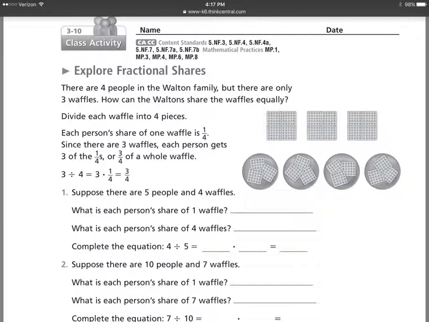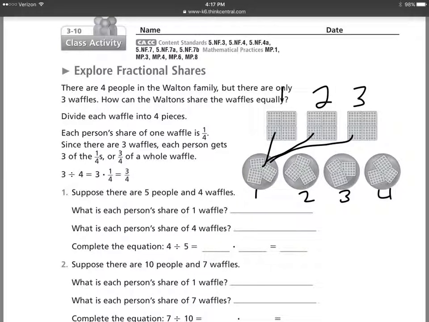Every waffle that we have up here, 1, 2, 3 of them, has to be broken up into 4 equal pieces, and each person, 1, 2, 3, 4, is going to get 1/4 of each one. So if that is true, and there are only 3 waffles, each person is going to get 3 of the fourths. This person will get 1 of this fourth, 1 of this fourth, and 1 of this fourth. Therefore, they will have 3/4 of a waffle.